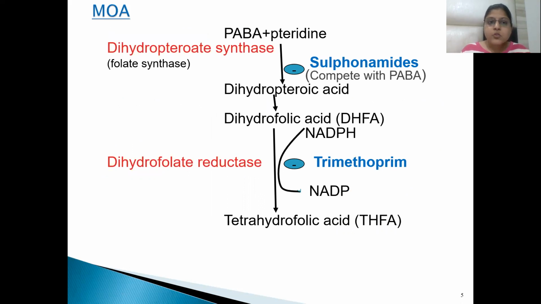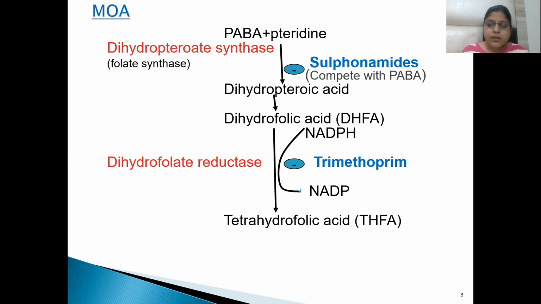Now, this is the mechanism of action of the sulfonamides and trimethoprim. PABA, which is para-aminobenzoic acid, combines with pteridine and glutamate to form dihydropteroic acid. In the presence of the enzyme dihydropteroate synthase, which is also folic acid synthase, it gets converted to dihydrofolic acid. And this dihydrofolic acid is the inactive form of the folic acid. When it gets converted to tetrahydrofolic acid by the enzyme dihydrofolic acid reductase, it is the folinic acid, the active component of the folic acid, which is responsible for the metabolism of the folic acid to form DNA and RNA.